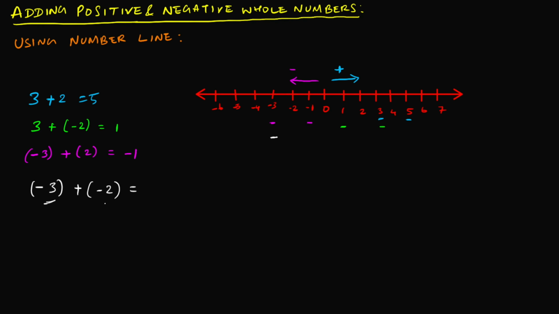Now the next number is also a negative number, which is negative 2. So we need to take 2 steps in the same direction from our current position. So our current position is minus 3. So if we take 2 steps in the same direction, we'll land at minus 5. So that's going to be our result.